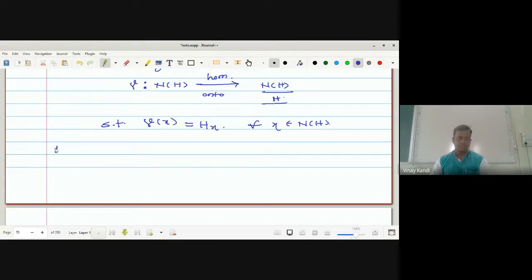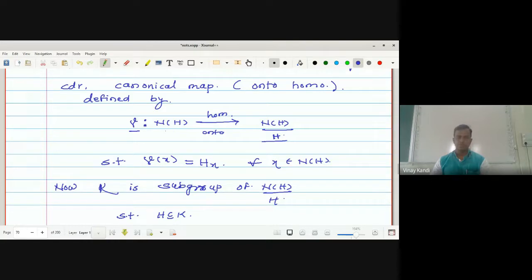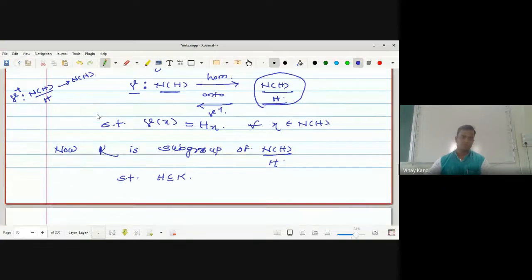No, sir. Now here K is what? K is a subgroup of normalizer of H upon H, such that H is contained in K. Now, tell me, if sigma is the mapping from normalizer of H to normalizer of H upon H, this quotient group, then sigma inverse is the mapping from here to here, right? Is it correct? Yes, sir. Okay, to normalizer of H.